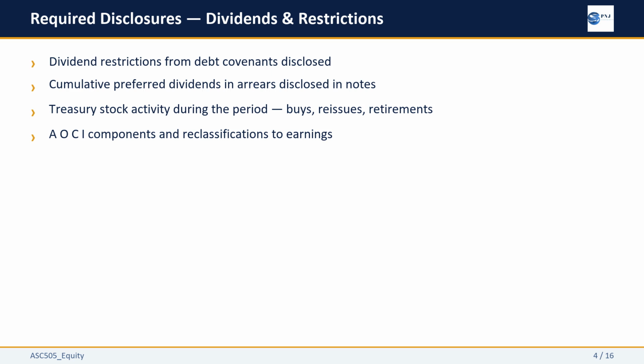Beyond share counts, you need to disclose dividend restrictions. If a debt covenant limits the company's ability to pay dividends, that restriction must appear in the notes. Cumulative preferred dividends in arrears, amounts owed but not yet declared, require disclosure even though no liability exists until declaration. Treasury stock activity for the period must be summarized, including purchases, reissuances, and retirements. Finally, all AOCI components and any reclassifications from AOCI into earnings need their own disclosure.